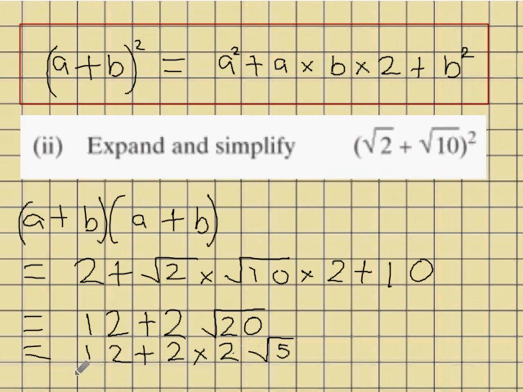And so our final answer is 12 plus 4, 2 times 2, times root 5, 4 root 5. And that's our final answer.